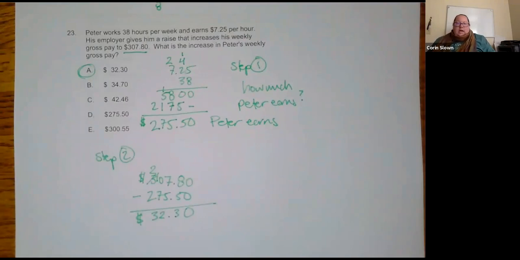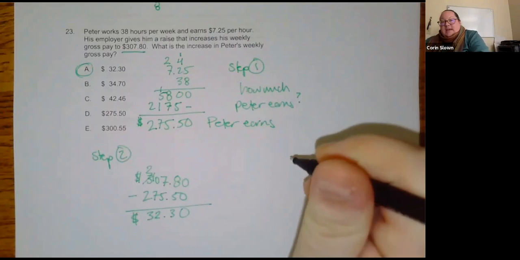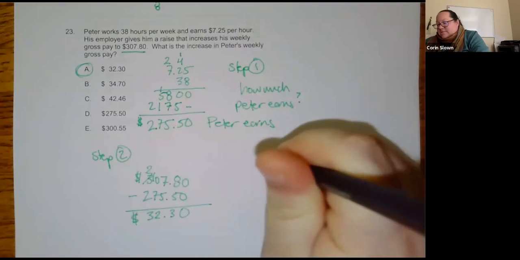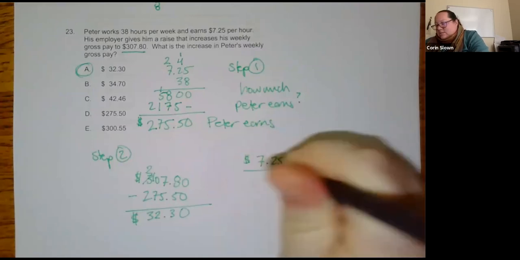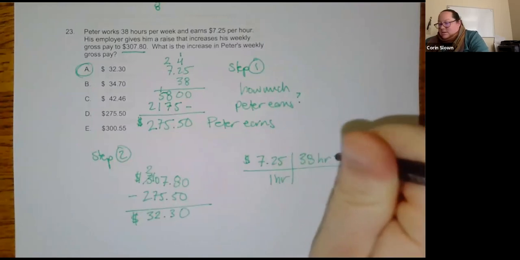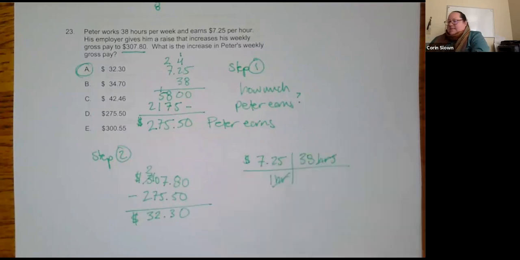And so this is an example of a two-step problem where I have to figure out how much Peter earns to begin with by multiplying the number of hours per week. And so if you're like, well, how do you know to do that? One of the ways that I make sense of that is, right, $7.25 per 1 hour. And I know that it's 38 hours. So my hours cancel and I'm multiplying 725 times 38. So that's one of the other ways that I make sense of how to do the math. Okay.